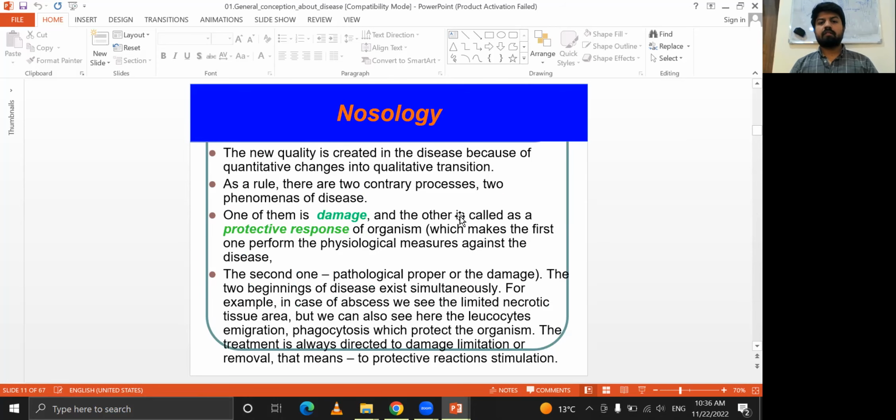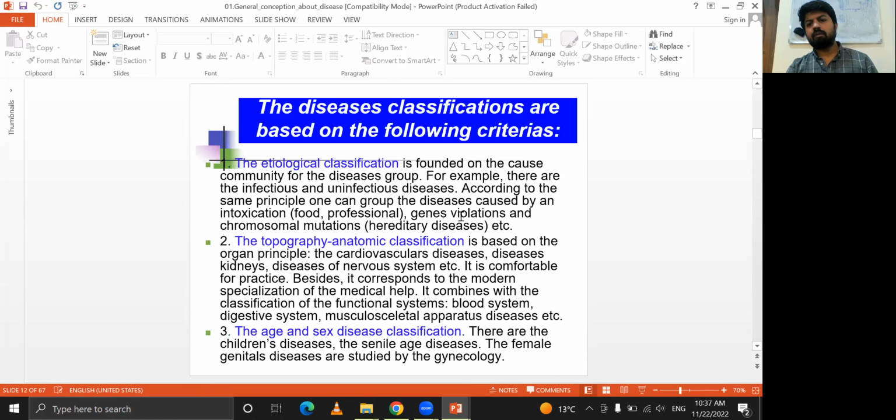So, nosology: new qualities are created in the disease because of quantitative changes and qualitative transition. As a rule, there are two contrary processes, two phenomena of the disease. One of them is damage, and the other is the protective response of the organism, which performs the physiological measures against the disease. The second one is the pathological proper, the damage. The two beginnings of disease exist simultaneously, as every action has a reaction. For example, in the case of cells we see a limited area of necrotic tissue, but we can also see leukocyte emigration, as in inflammation. About inflammation we will talk in later lectures.